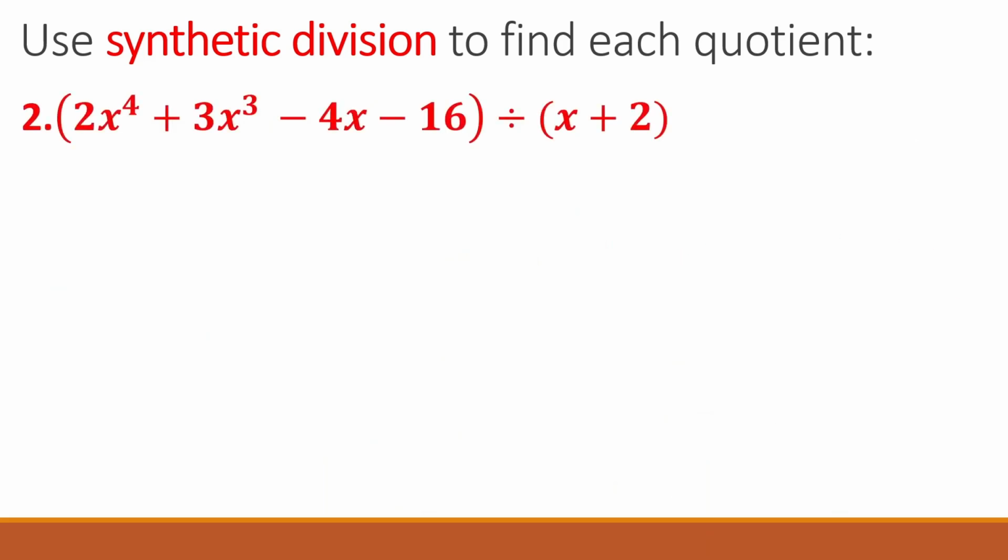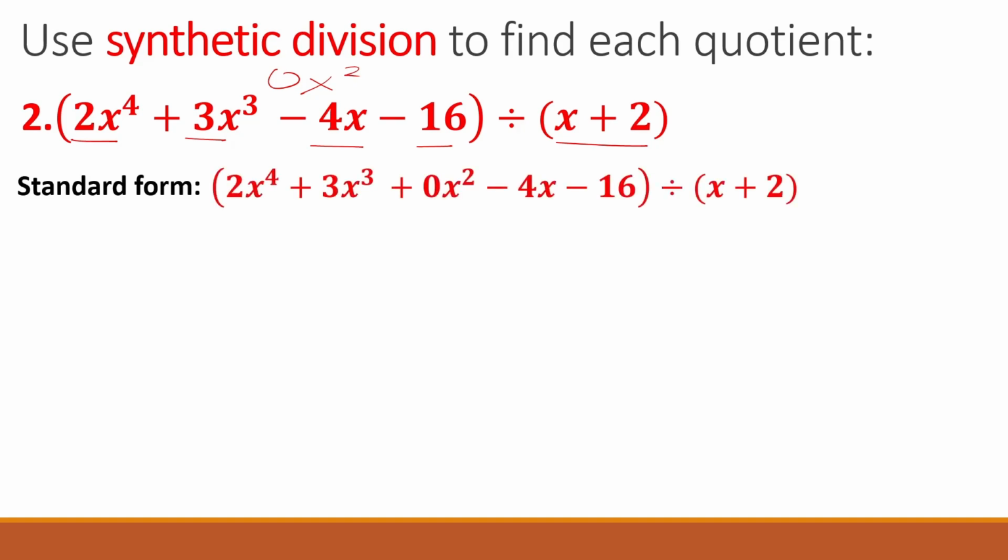So you have 2x raised to 4 plus 3x cubed minus 4x minus 16 divided by x plus 2. Check if it is in standard form and if there is a missing term. It is in standard form, but it has a missing term, which is 0x squared. So we insert it. We can write this as 2x raised to 4 plus 3x cubed plus 0x squared minus 4x minus 16, divided by x plus 2.